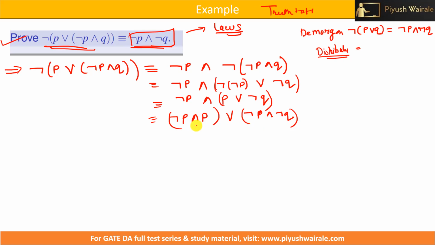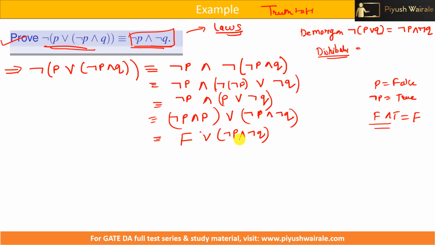Now what will this negation of P and P give me? Tell me. Suppose P is false, and negation of P will be true. Or you can consider vice versa also, like P is true and negation of P will be false. Then what is false and true in this case? False and true will always be false, right? So I can say this is false, or negation of P and negation of Q.